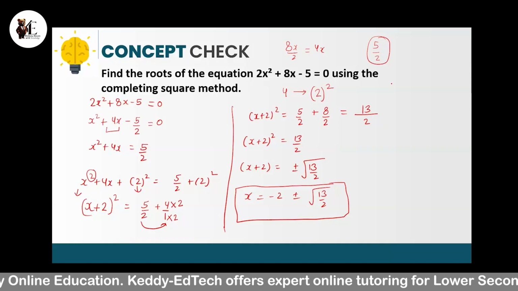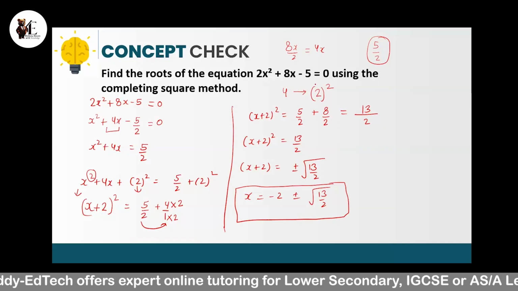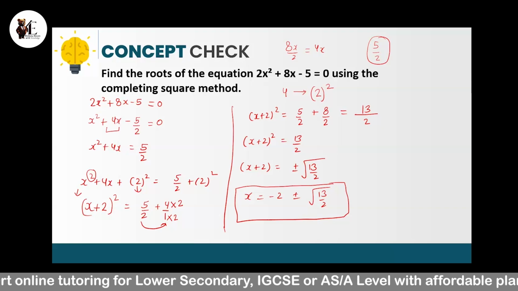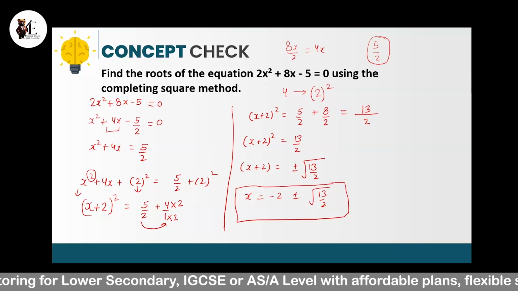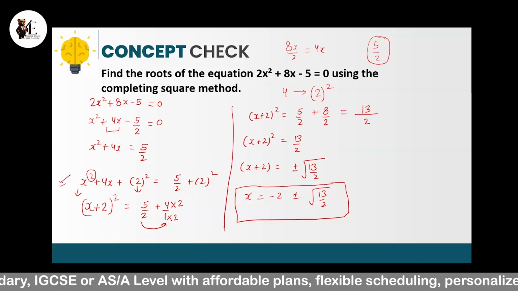Sir, could you explain the steps again? Not the first one, just from this step: x squared plus 4x plus 2 to the power of 2 equals to 5 over 2. Okay, from this step.